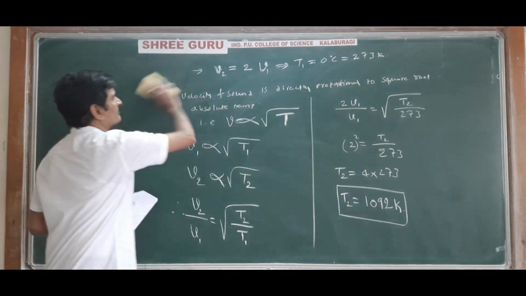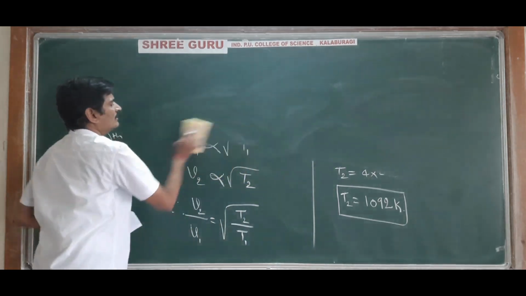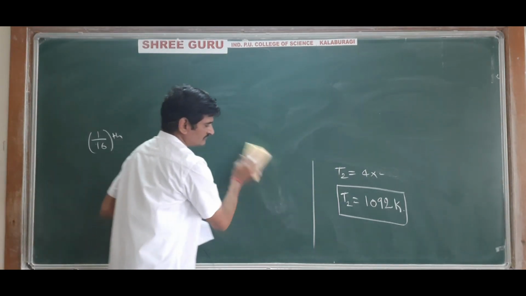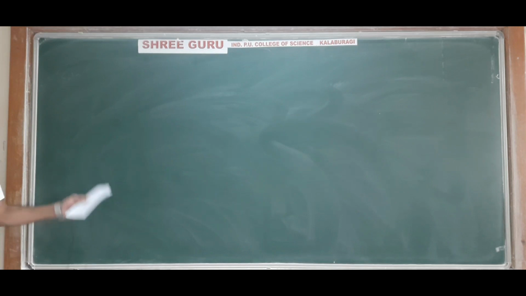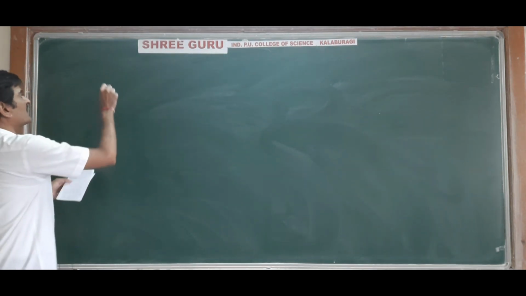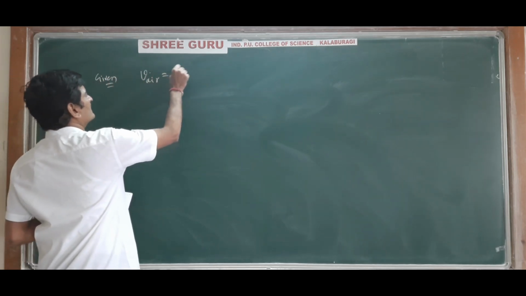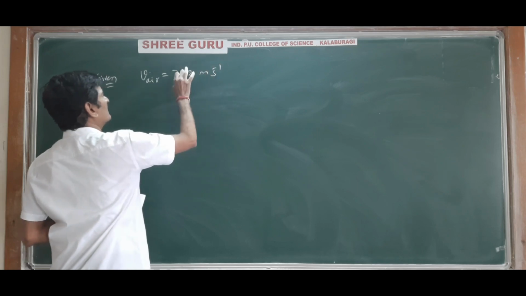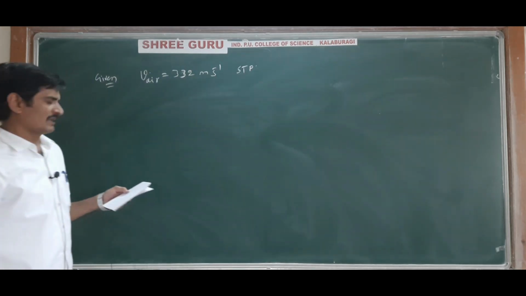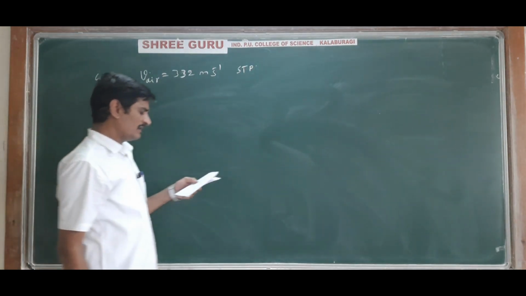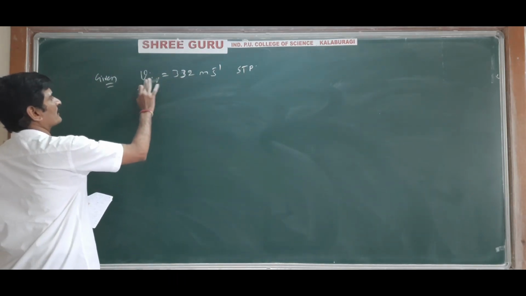Read the question properly and try to understand it, then you will get the answer. See, what they have given first: the speed of sound in air at STP is 332 meter per second. What will be its value in hydrogen at STP? That is the speed of sound in hydrogen.